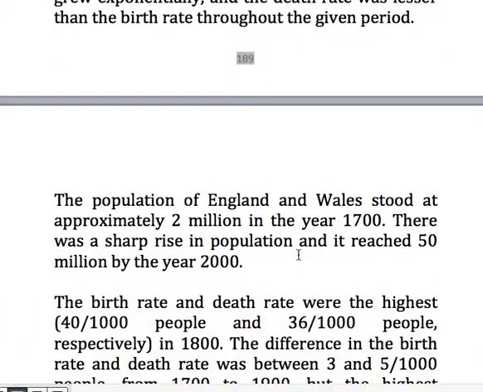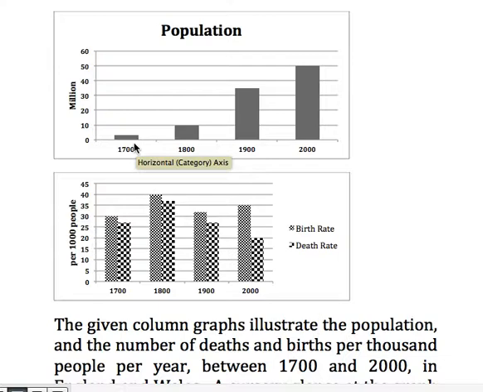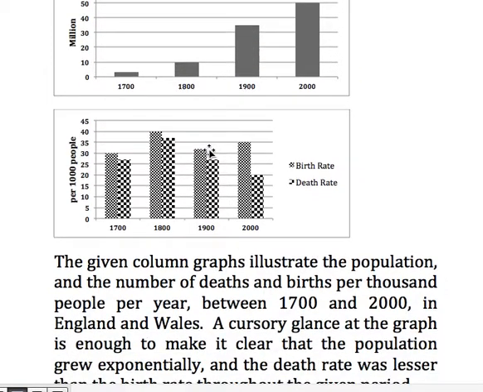The population of England and Wales stood at approximately 2 million in the year 1700. There was a sharp rise in population and it reached 50 million by the year 2000. So here you can see it is just 2 million and 50 million by the year 2000. I've just used the data for this year and that year because it has grown in all the years, so I haven't mentioned separately the population in these years.